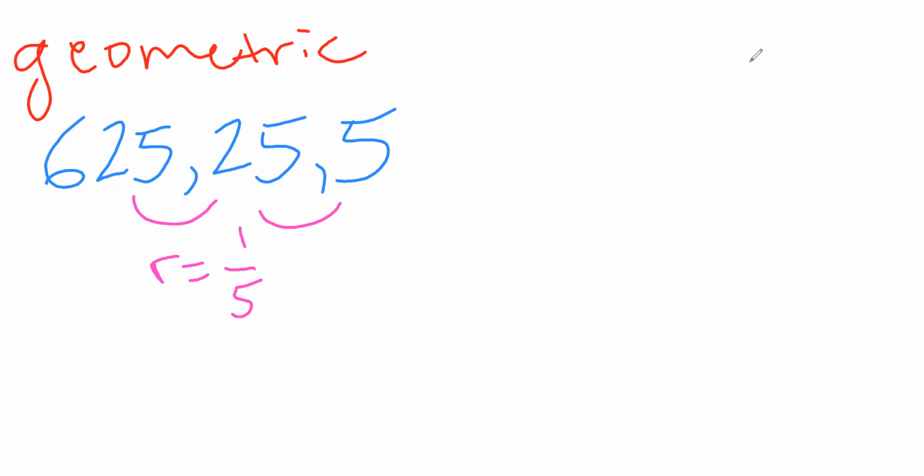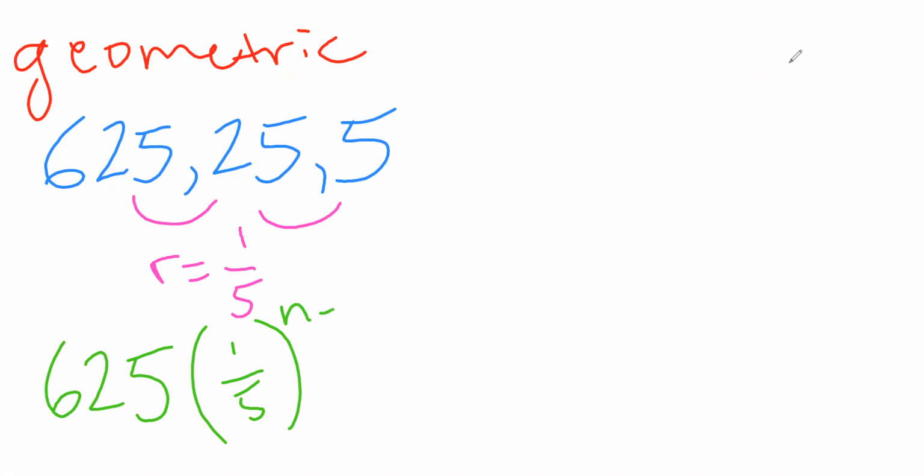Our first term is 625, so that would go first. Our ratio, if you remember, goes in parentheses, and it has an exponent of n minus 1, which makes a geometric sequence not a linear equation, but an exponential one.